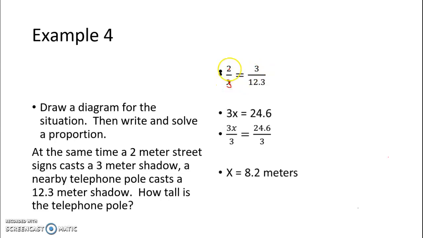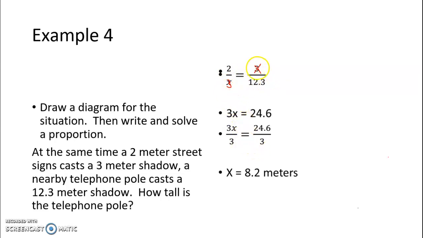The reason is, this is the shadow of the street sign. It's casting a shadow of 3 meters, and it's 2 meters in height. So these go together, but then X is the height of the telephone pole, which goes with the shadow of the pole. You might think it doesn't make any difference, but errors like that, where you put things in the wrong spot, can sometimes give you the wrong answer. So the answer is correct.